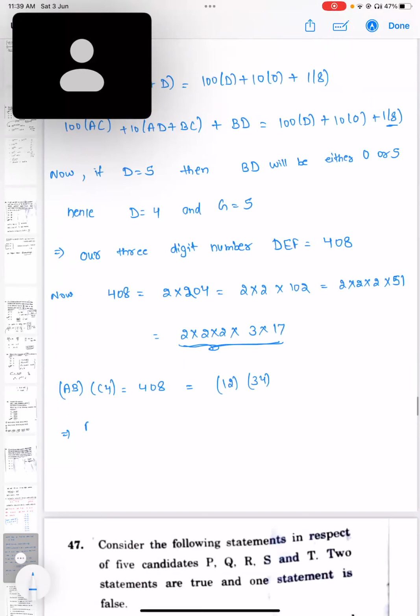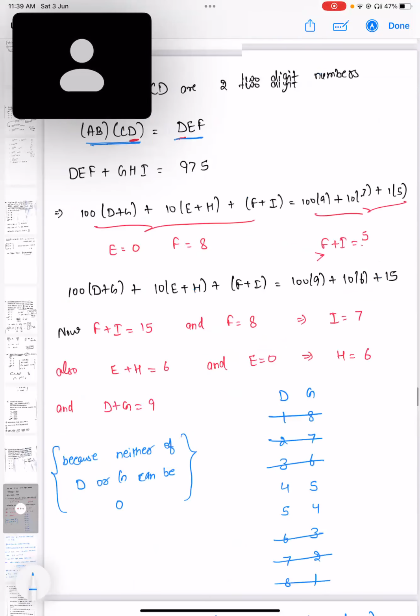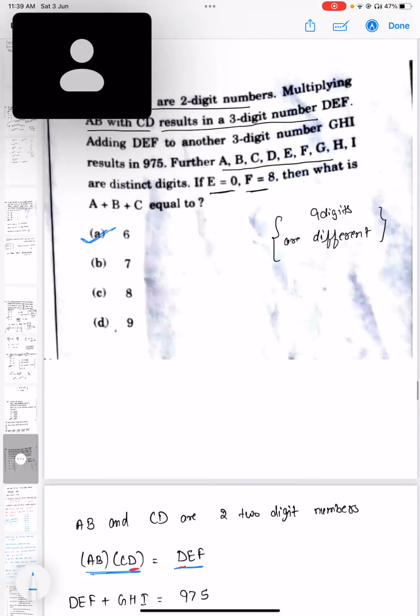This implies A is equal to 1, B is equal to 2, C is equal to 3. This implies A plus B plus C is equal to 1 plus 2 plus 3, which is equal to 6. Hence, the correct option is option number A, 6. Fine. Let us proceed to the next question.